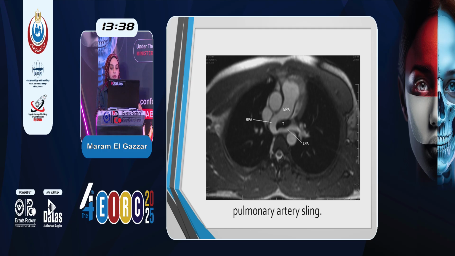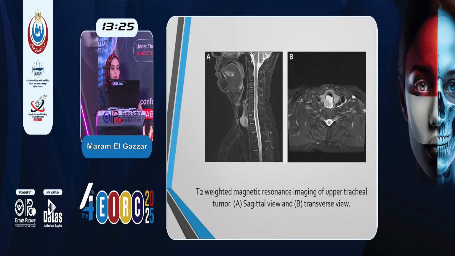This is an example of a pulmonary artery sling on MRI with axial view, showing the left pulmonary artery arising from the right pulmonary artery and passing posterior to the trachea. This is another example of MRI T2 images, axial and sagittal views, showing a posterior tracheal wall soft tissue lesion encroaching on the airway lumen, causing marked narrowing.